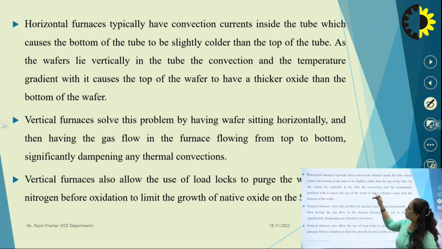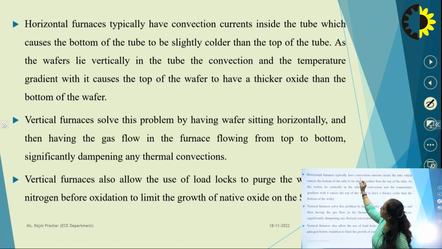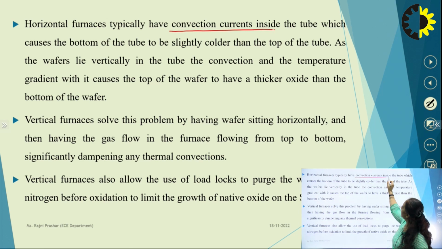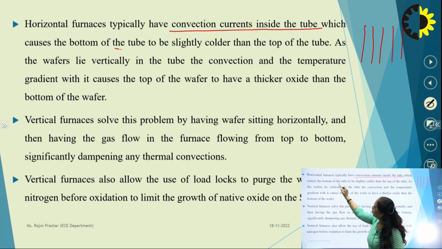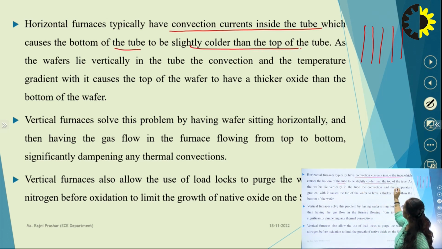So in case of a horizontal furnace, we have convection currents inside the tube, which affect the bottom of the plate. See, the plates are placed like this, and we have the convection current inside the chamber, right? So the bottom of the tube will be slightly colder than the top of the tube. Obviously, with the convection current on this side, the temperature will be slightly higher than the lower side, right?